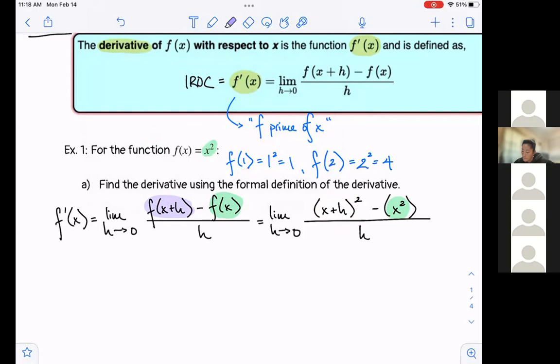I have a question. Why did you square it? That's a great question. Can someone maybe help answer that? Why are we squaring it? Because that's the actual function. So f of x is x squared. So you replace the x in the x squared with x plus h. So it would still be f of x plus h, as if it was f of x. Then you just square it, if that makes sense.